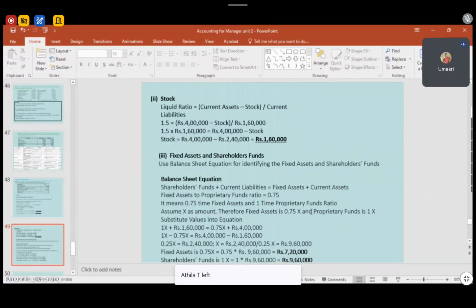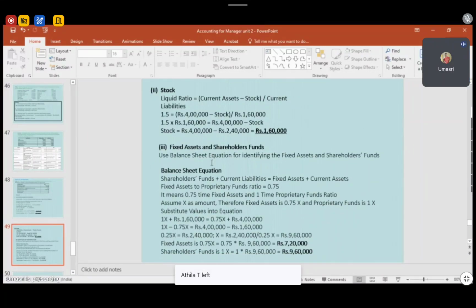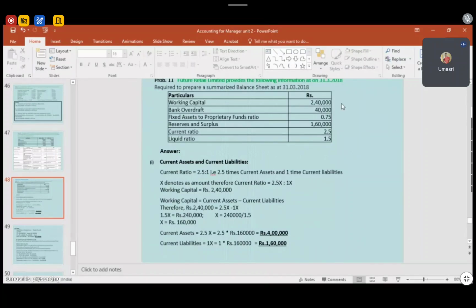See here, next one. Fixed, next one. See here, what information is available? Only the fixed assets to proprietary fund ratio is available. Fixed assets to proprietary fund ratio is 0.75 times. So what is the formula for fixed assets to proprietary fund? Fixed assets divided by proprietary fund is equal to 0.75. If you know either the fixed assets value or the proprietary fund value, any one value, we can easily find the other.